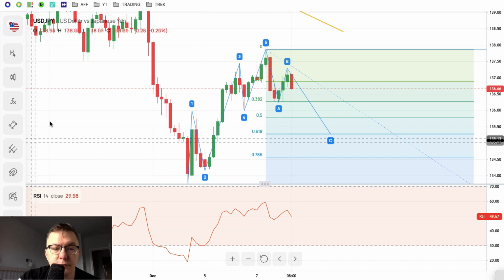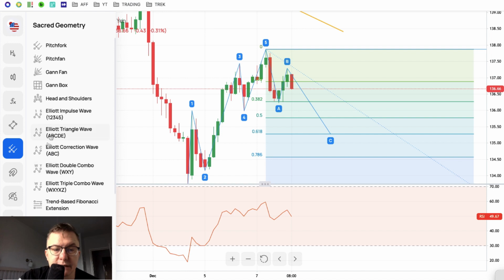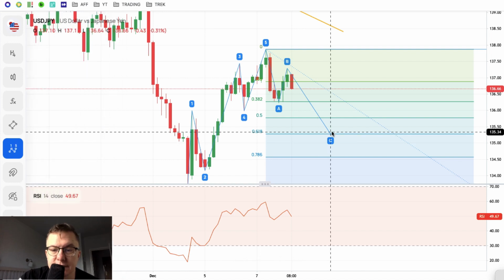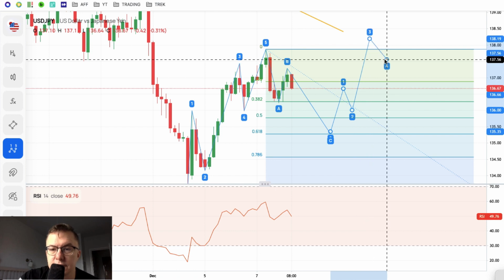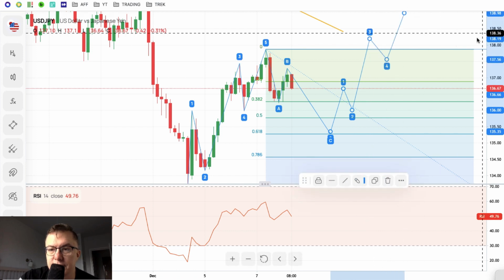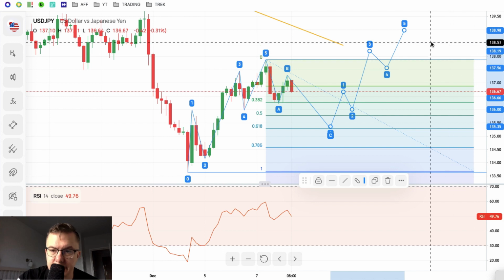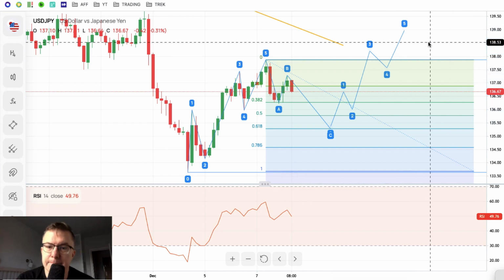What are we waiting for? We are waiting for another extension to the upside, right? The 5-wave extension to the upside should start sooner or later. This is only the ideal situation that we are waiting for, right? So that's our plan for the US dollar to the Japanese yen.